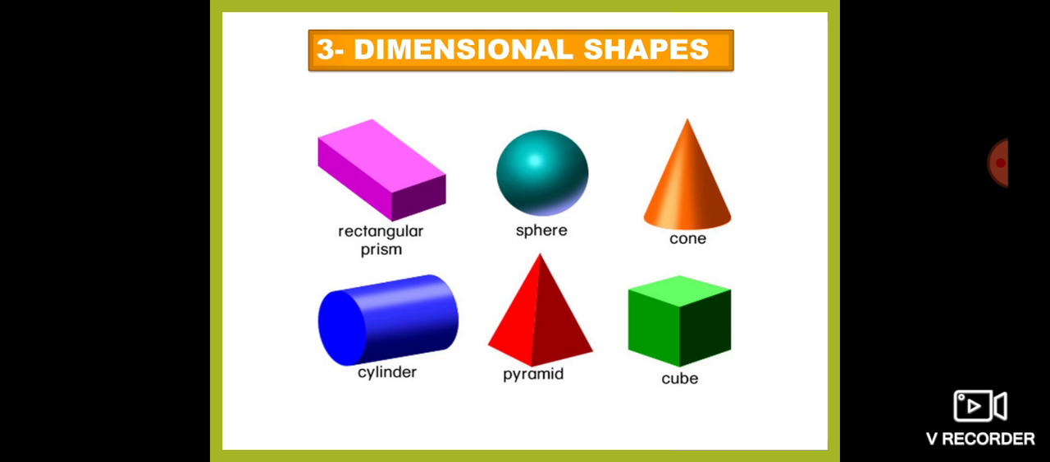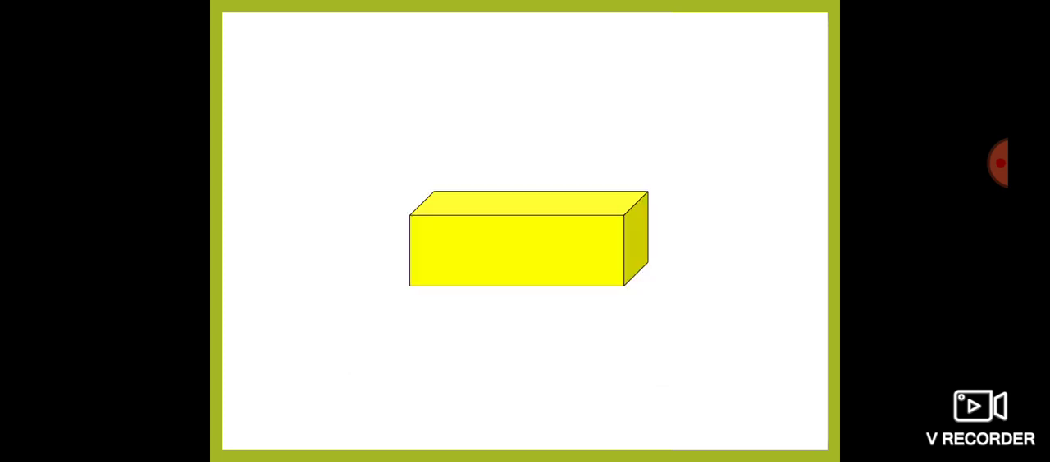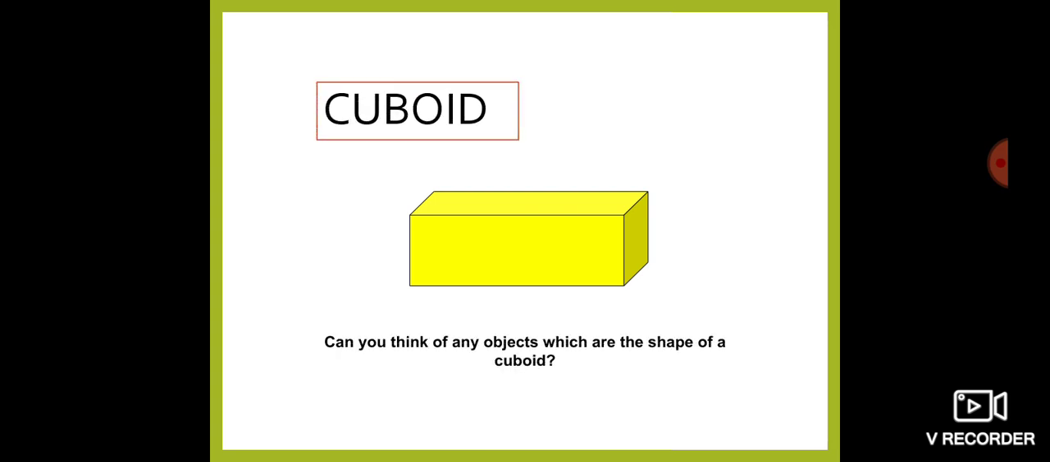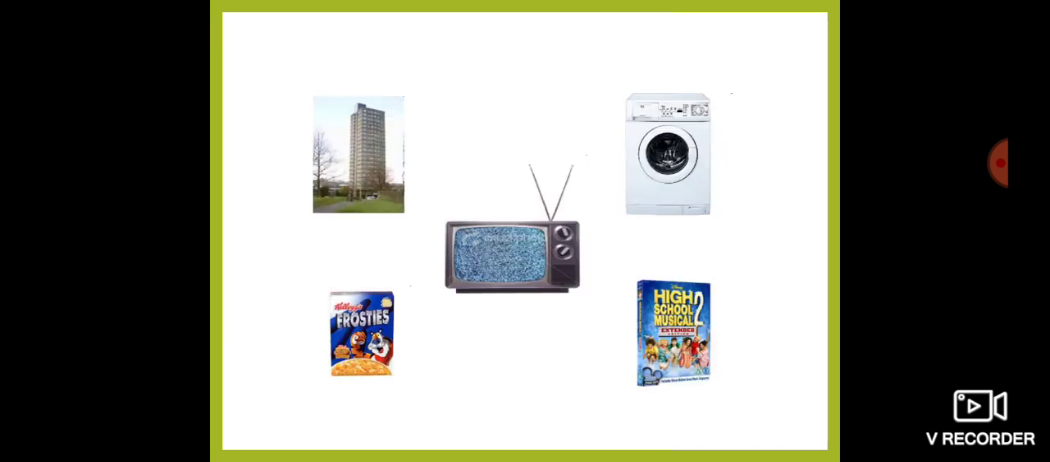First one is rectangular prism, that is a cuboid, sphere, cone, cylinder, pyramid, cube. I think these shapes are familiar to you. What is the name of this shape? This is cuboid. Can you think of any objects which are the shape of a cuboid?